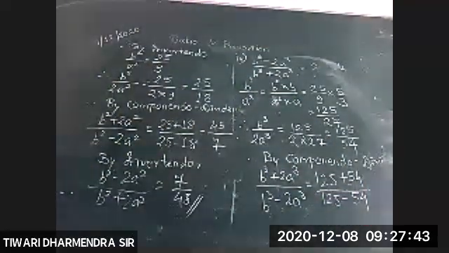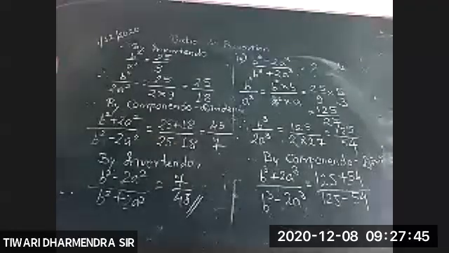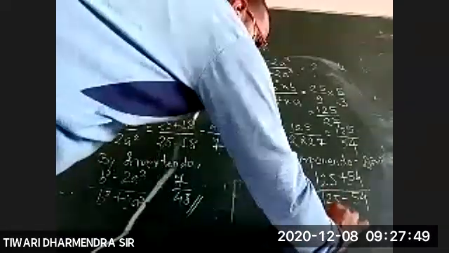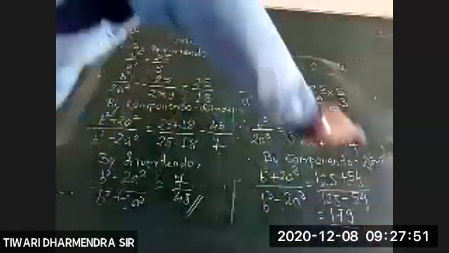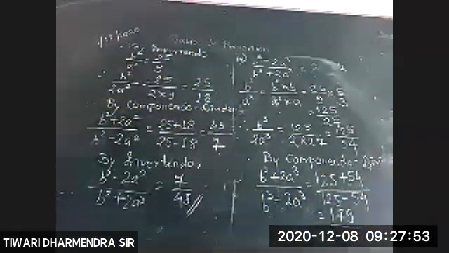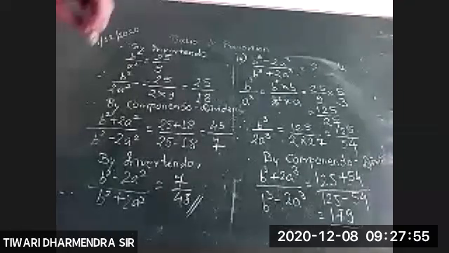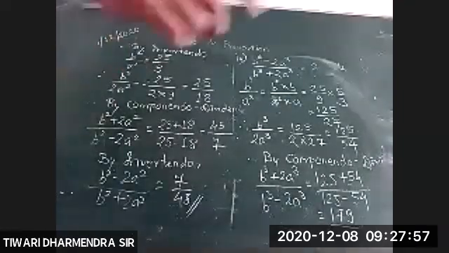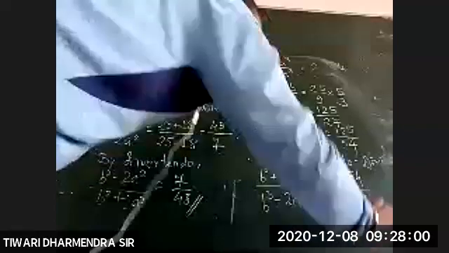I'm expecting an answer from your side. 125 plus 54 is 179, divided by 125 minus 54, so 71.